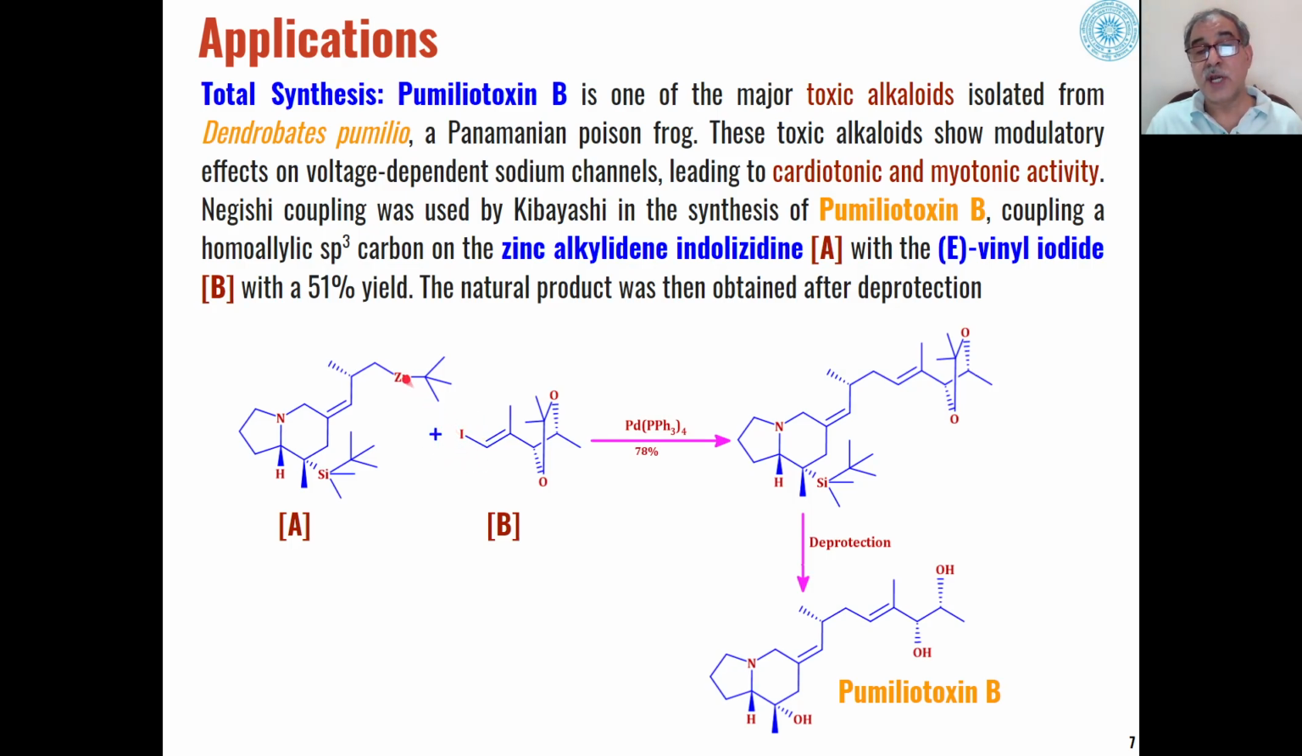So zinc iodide from here, tertiary butyl zinc iodide is removed, and this will form a carbon-carbon bond to give us this type of product. And when this is deprotected, this will lead to the formation of pumiliotoxin B, which is a toxic alkaloid having cardiotonic and myotonic activity. So again, this is a very important reaction which takes place under Negishi conditions.